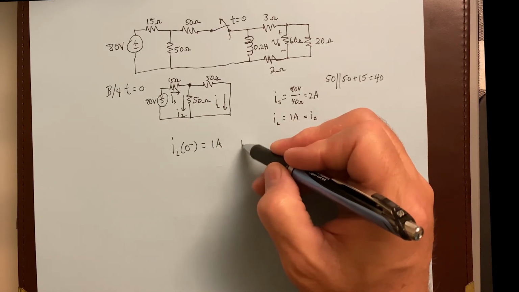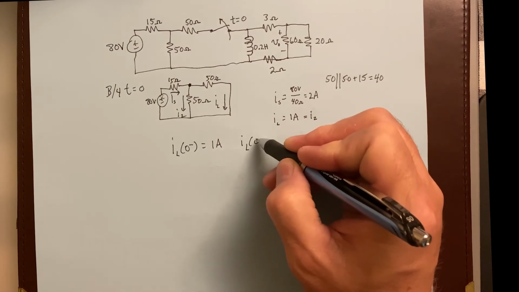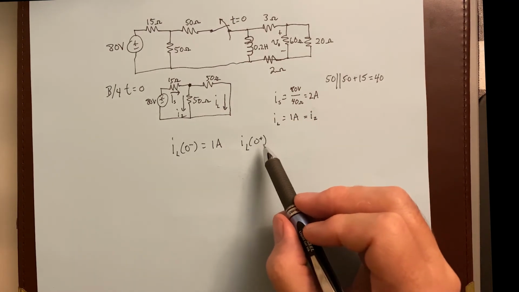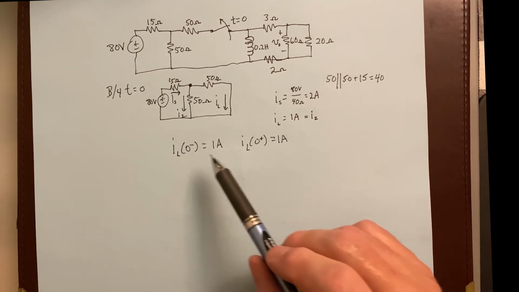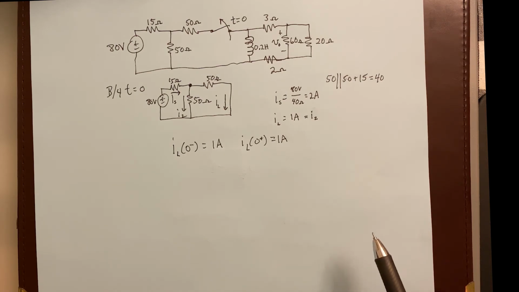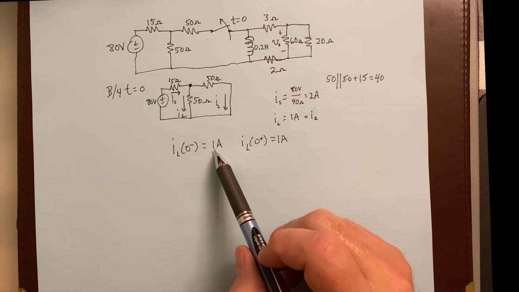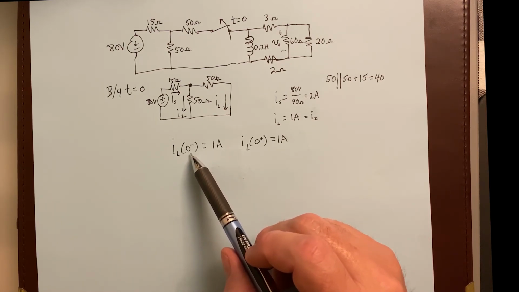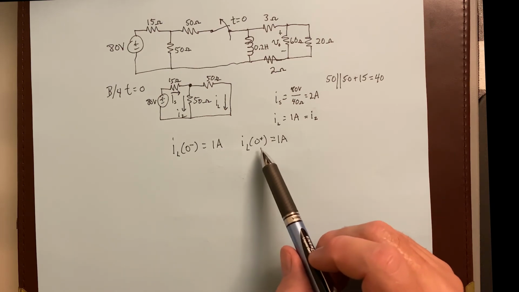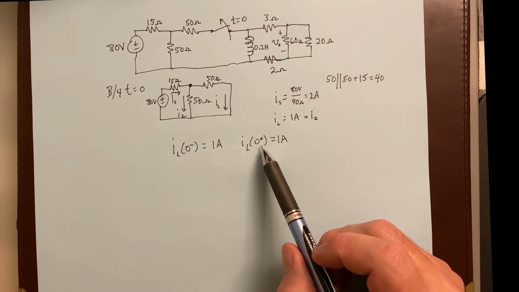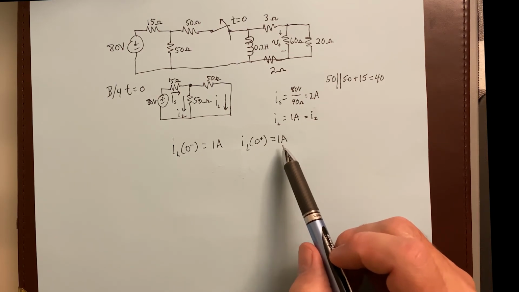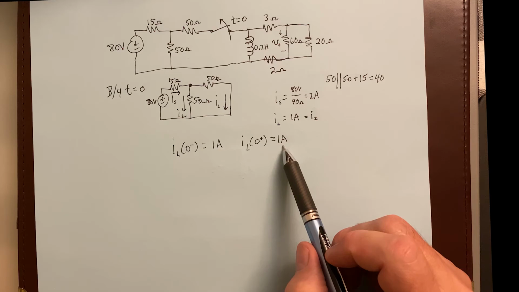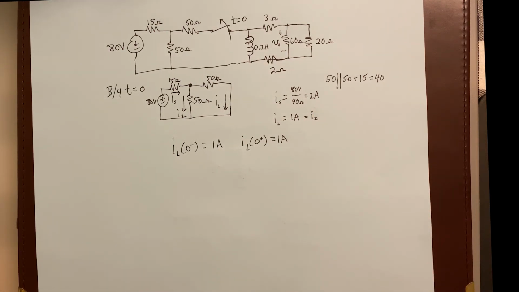But it's also going to be I sub L at 0 plus. So on the positive side of 0, it's also going to be 1 amp. Now the reason for that is because you cannot have an instantaneous change in current for an inductor. So if the current is 1 amp right before t equals 0, it's going to be 1 amp instantaneously after t equals 0. So what is that? That's our initial current through our inductor right there.